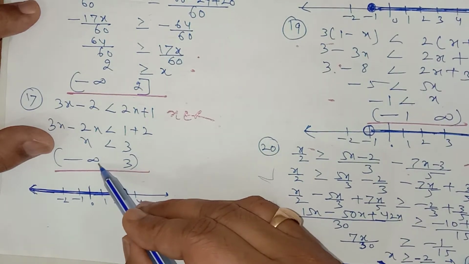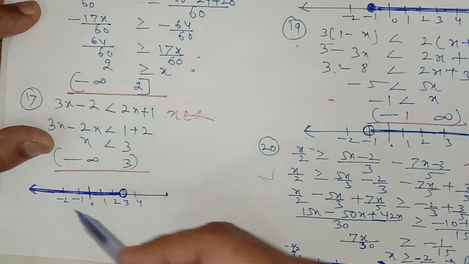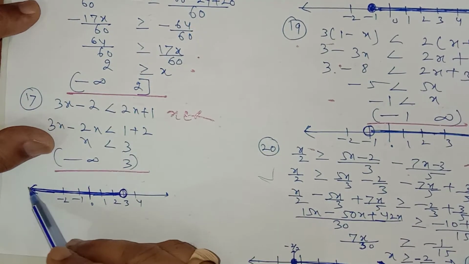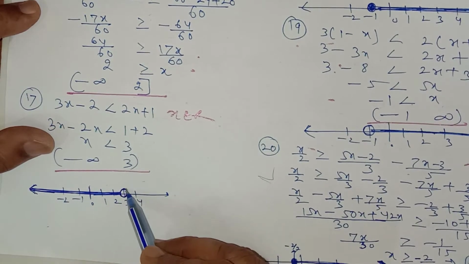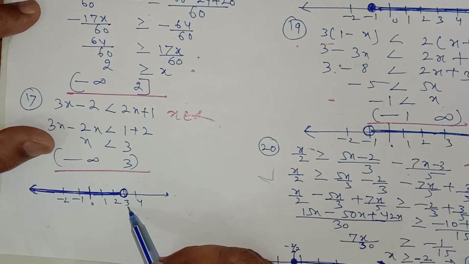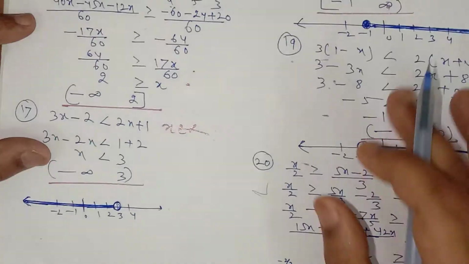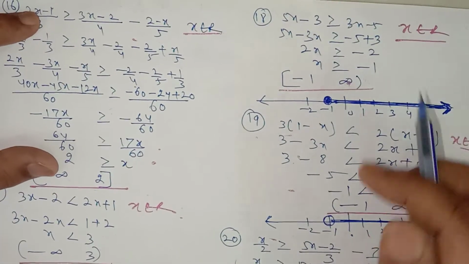And because it is up to minus infinity, that is towards the left. Left of 3, that is up to minus infinity. You dark the line and dark the arrow also. It represents the real numbers less than 3. This hollow circle means it does not include 3. And toward the left, it means up to minus infinity. Now from 17 onwards, you have to draw the number lines also.